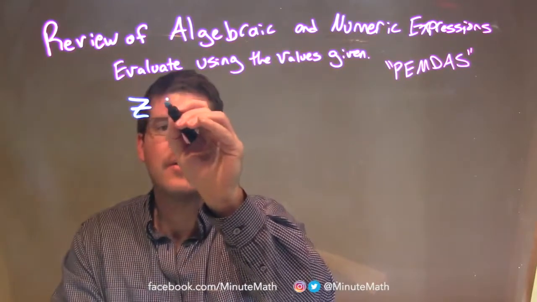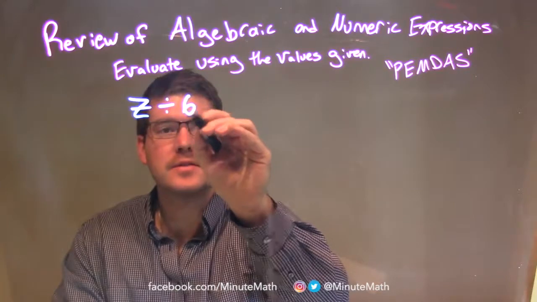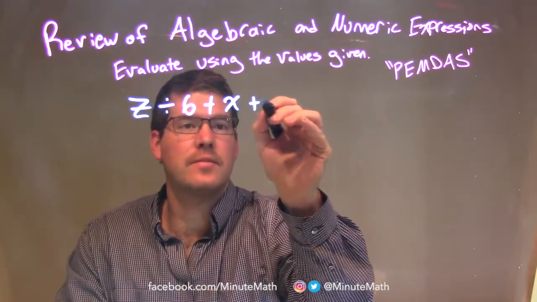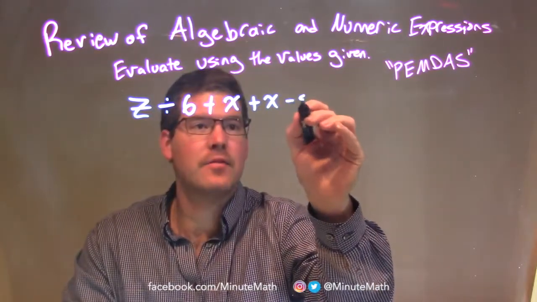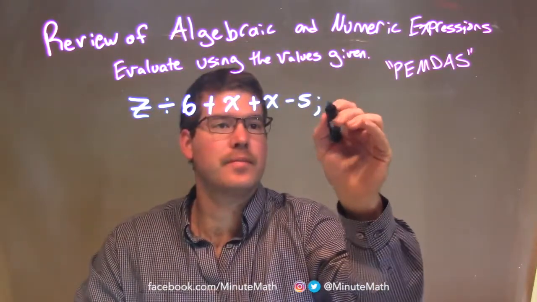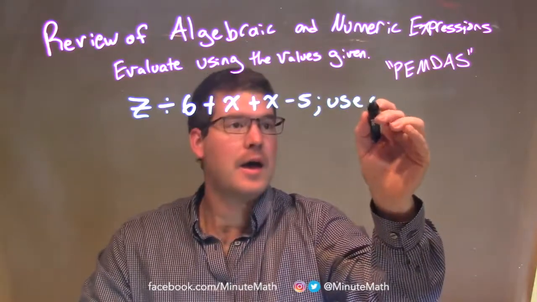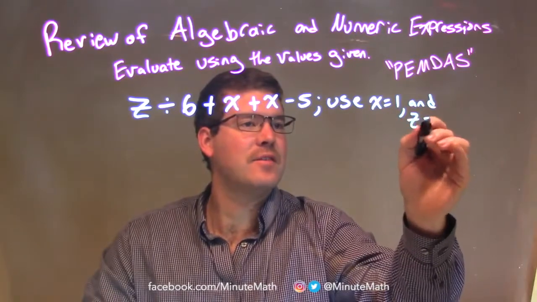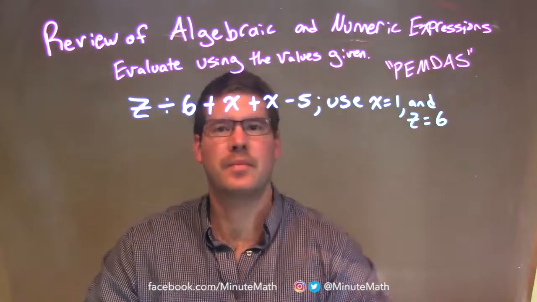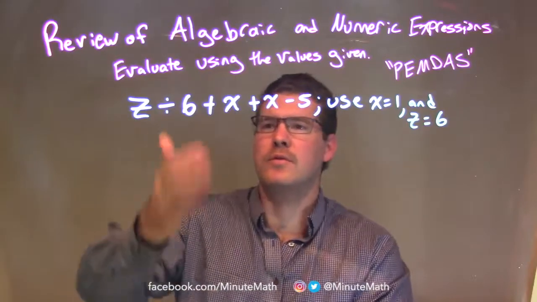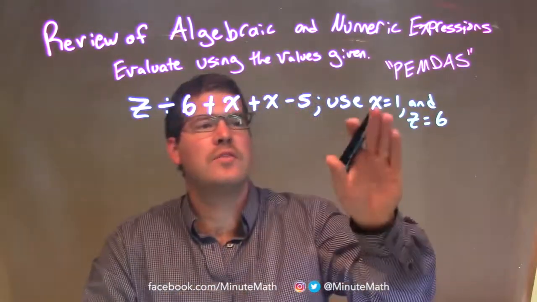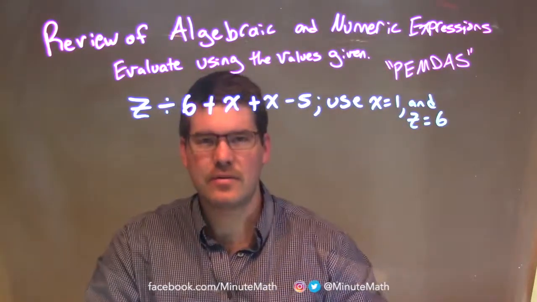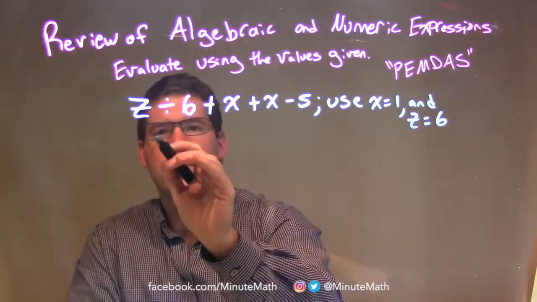Z divided by 6 plus x minus 5. And we were using x to equal 1 and z to equal 6. Well, what we want to do is take this expression and substitute every single time we see an x, a 1, and every single time we see a z, a 6. So let's go, it's fine here.